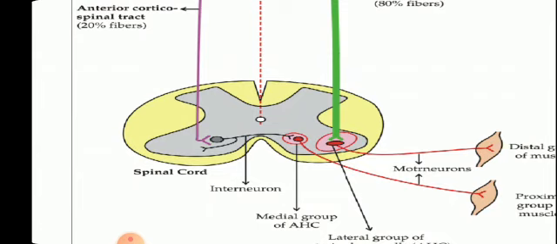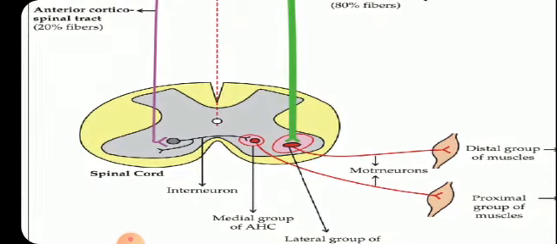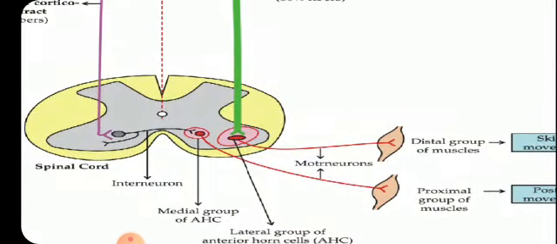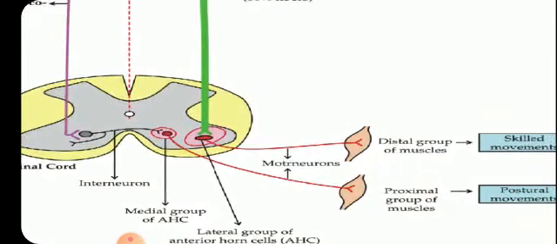Now these motor neurons innervate the distal limb muscles. It's very clearly shown in the figure. So basically the 80% fibers of the lateral corticospinal tract, which end on the anterior horn cells, 30% end directly on the anterior horn cells, 70% end through interneurons, and from there the motor neurons which arise supply the distal group of muscles, which takes care of the skilled movements.